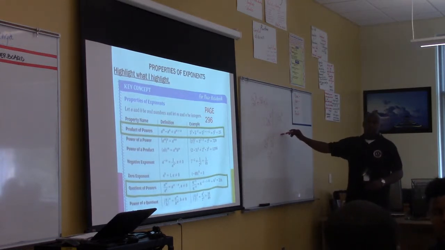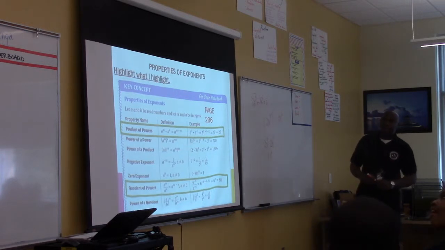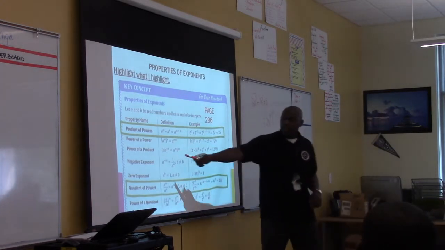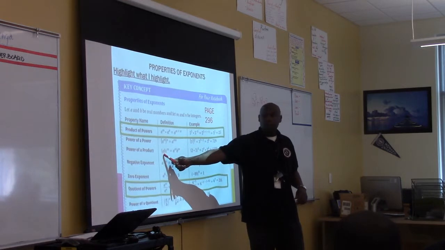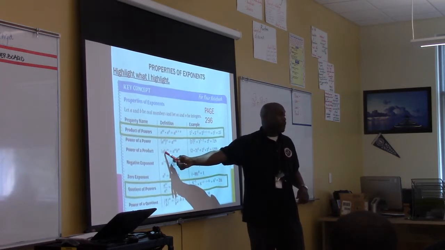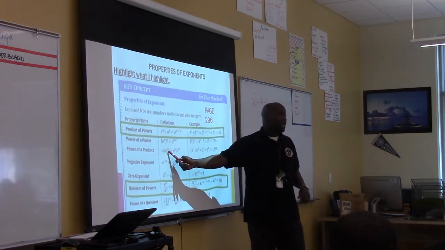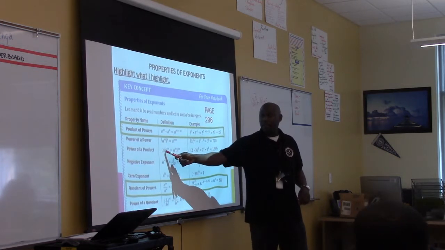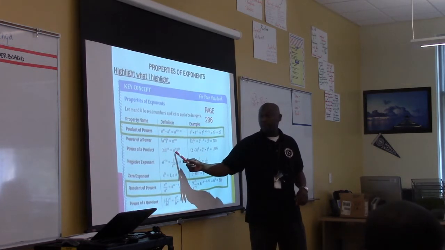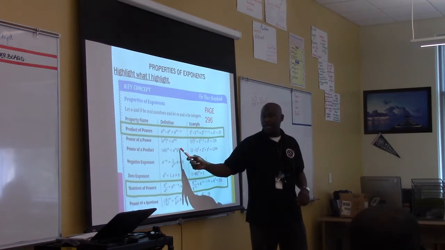Got that? Power of a product, same thing. You have the exponent, the coefficient, your variable, and you multiply times the exponent. Everything in the parentheses will be multiplied times the exponent. So it's going to be a to the m, b to the m.